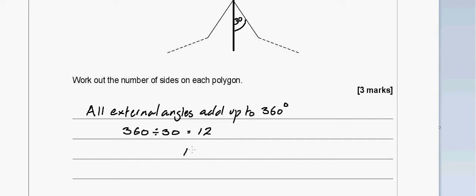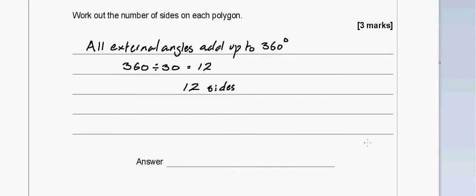So we have 12 sides. So our answer would just be 12 sides. Okay, and you get 3 marks for that. So all external angles add up to 360 degrees. So if we divide the external angle into 360, that will tell us how many external angles and also how many sides. Okay, we'll move on to the next one.